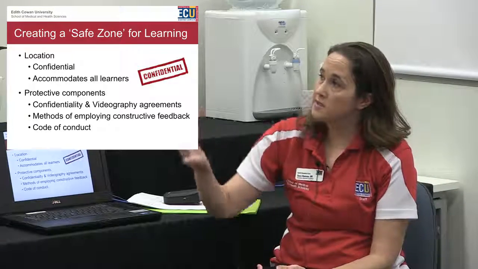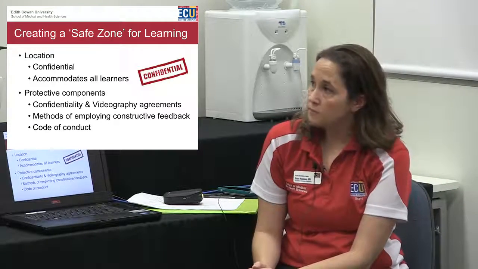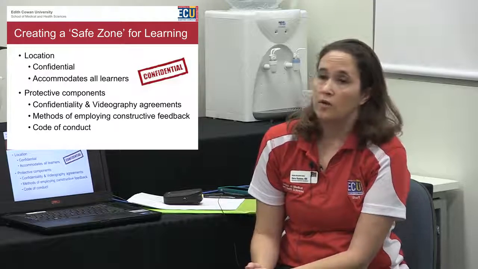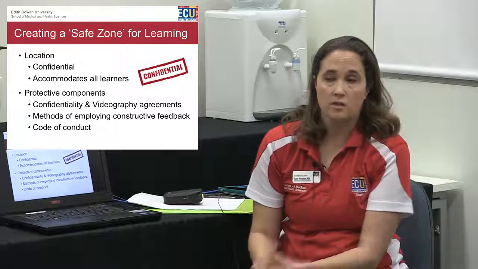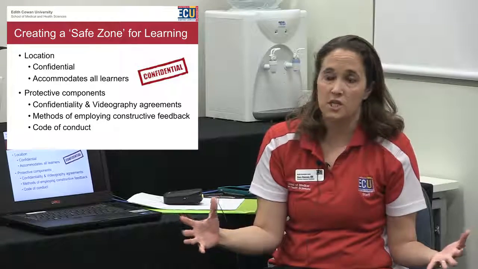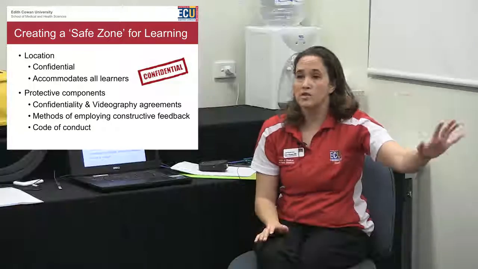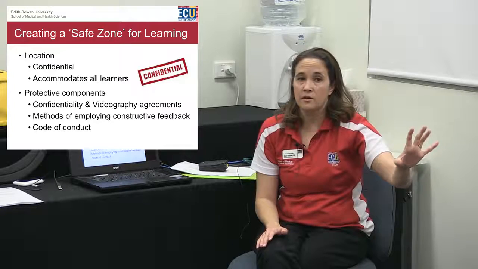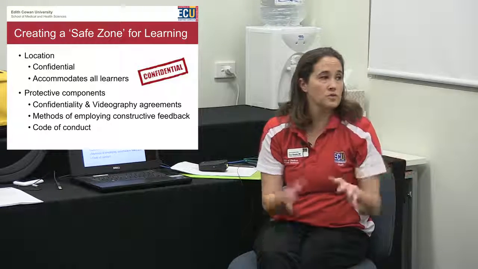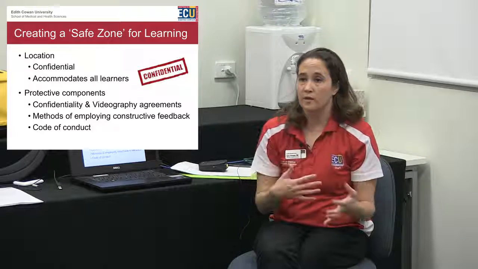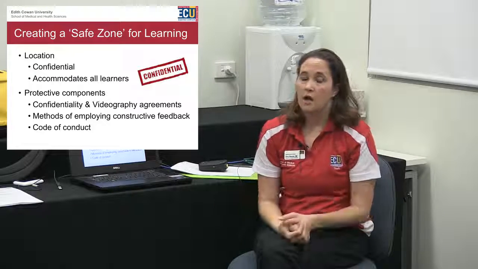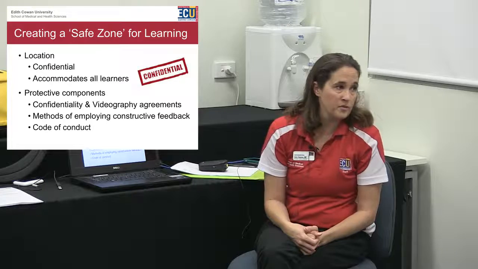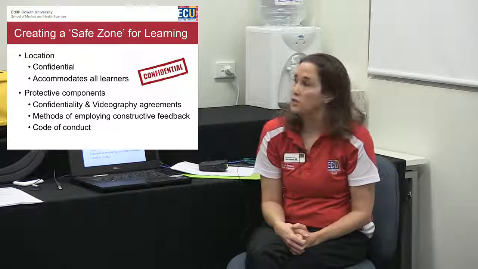So a few things to set up this safe zone for learning would be location. So again, you want to have a confidential location. We've created a confidential location in that we have a center, we're running a course, we've put signs up, simulation in progress, please do not disturb. We've shut our doors, so there's not people coming and going from the learning environment or people watching that haven't already been introduced to the group. So that's really important to kind of set the stage early.